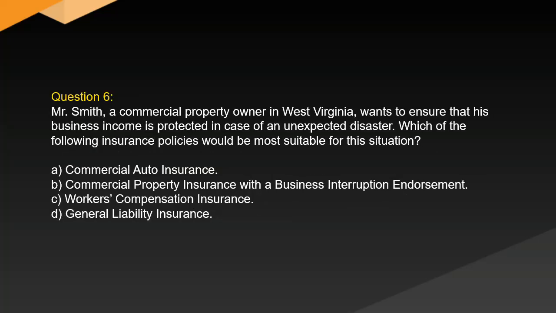Question 6. Mr. Smith, a commercial property owner in West Virginia, wants to ensure that his business income is protected in case of an unexpected disaster. Which of the following insurance policies would be most suitable for this situation? A. Commercial auto insurance. B. Commercial property insurance with a business interruption endorsement.